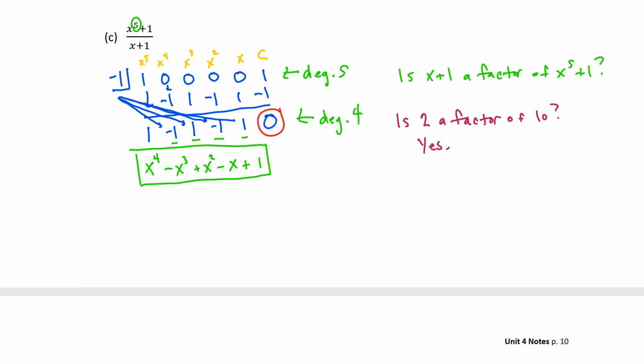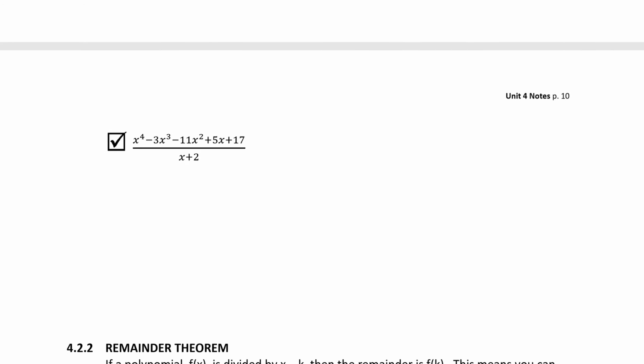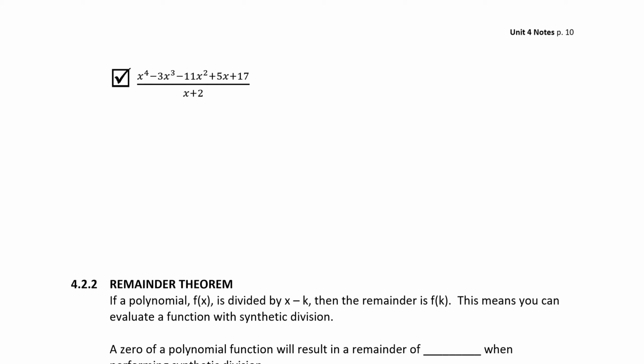How do you know? Well, if I take 10 and I divide it by 2, I get 5. It comes out evenly, right? There's no remainder. So back to the previous question, we can say yes, x plus 1 is a factor of x to the 5th plus 1 because when we divided it out, we got a 0 remainder. And that's sort of the context that we'll be using this synthetic division to factor more complicated polynomials coming up soon. Let's do one more example for this video.